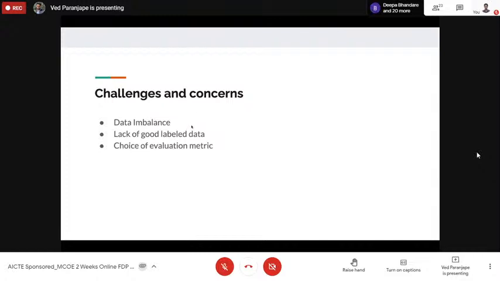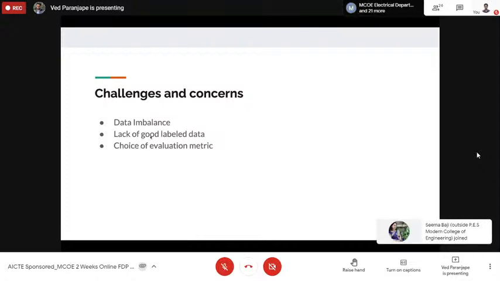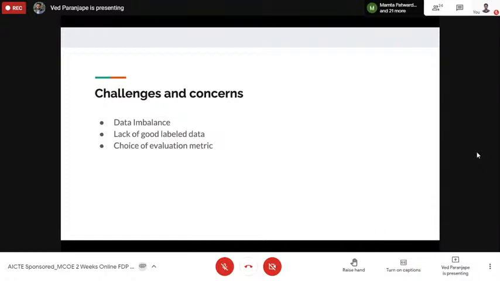There is a scarcity of good labeled data, because you need skilled radiologists to analyze the images of lung cancer and determine if a given image is positive or negative for lung cancer. And then based on this good labeled data, we need to train our model. So that's one of the major concerns.